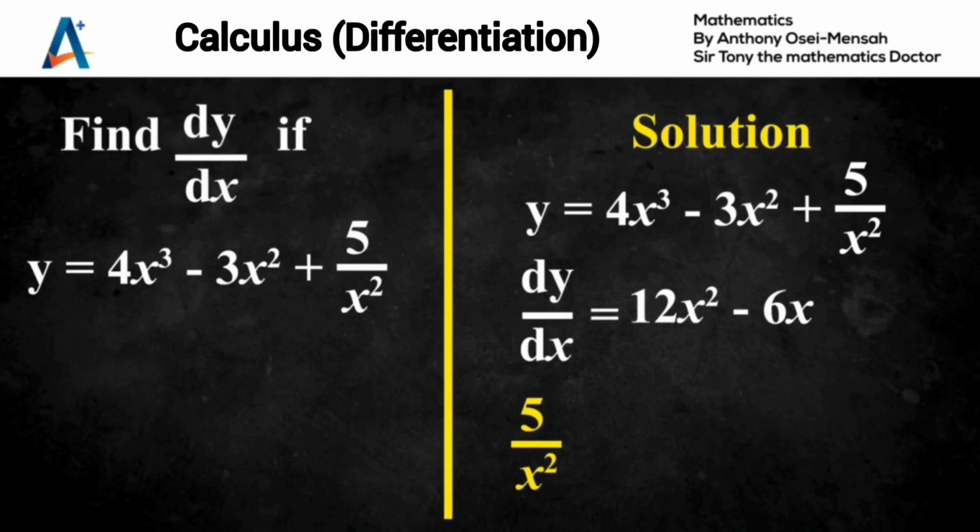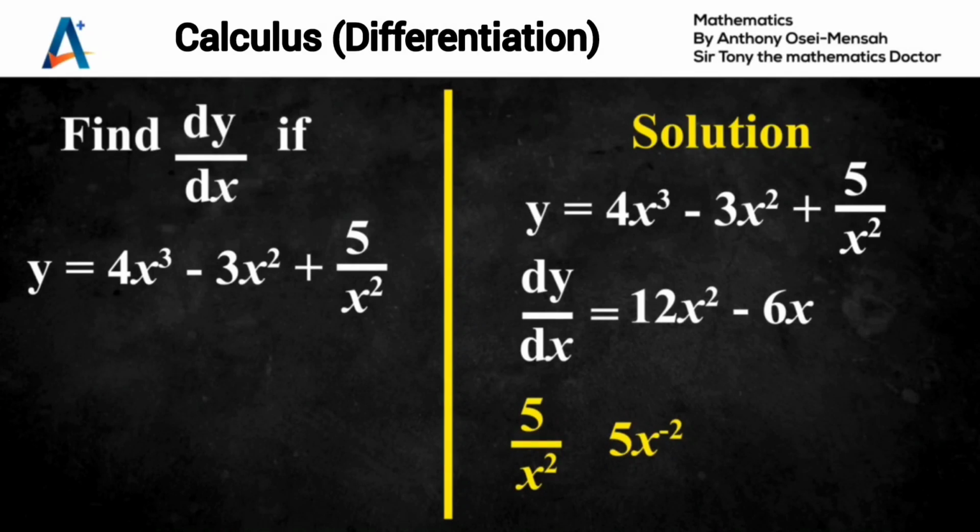So that means another way of writing 5 divided by x squared is 5 multiplied by x raised to the power negative 2. That is, this one and this particular one are the same.